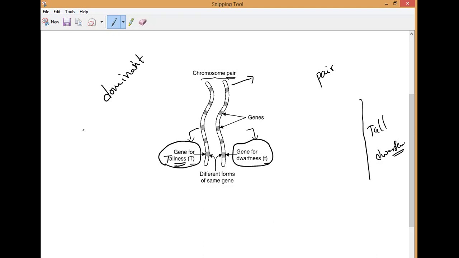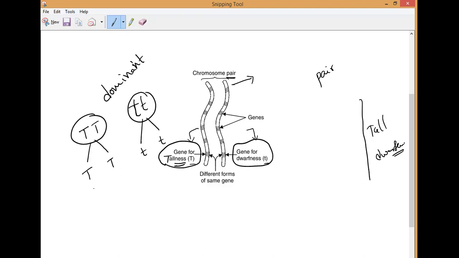Now if you notice, I have taken one tall plant and the other one is a dwarf plant. These are the two plants I have taken. Now what are the gametes? You try to speak, guys. What gametes will form? Capital T and capital T. And what gametes will form here? Small t and small t.